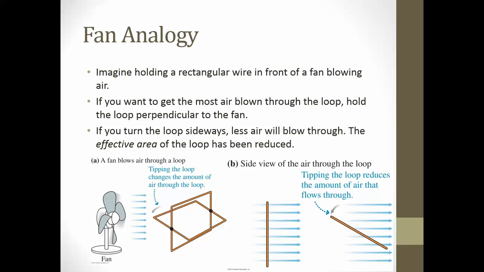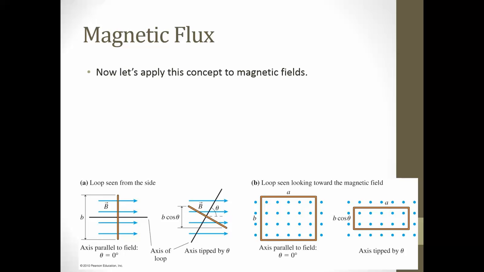If you turn the loop sideways, less air will blow through at an angle. The effective area of the loop has been reduced, and the effective area is the area right here, the area that air will blow through. We're going to consider this similar idea with magnetic fields.